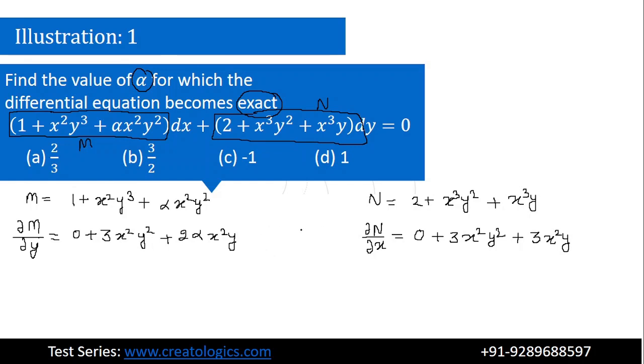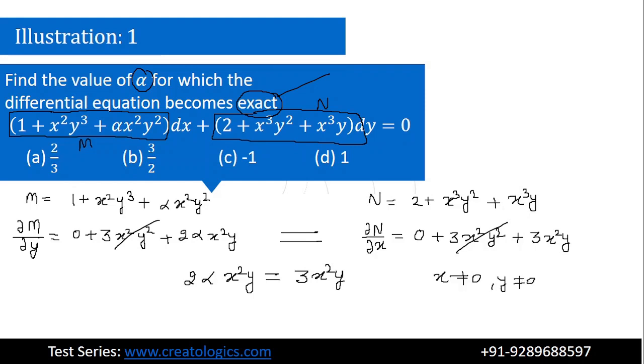Okay, it is given to us that these two are equal because it is exact. Equate them: 3x squared y squared cancels with 3x squared y squared, and you are left with 2 alpha x squared y is equal to 3x squared y. Since x and y are non-zero, not always 0, I can remove them. I get 2 alpha is equal to 3, so alpha is equal to 3 by 2. From these options you can see option B is correct.